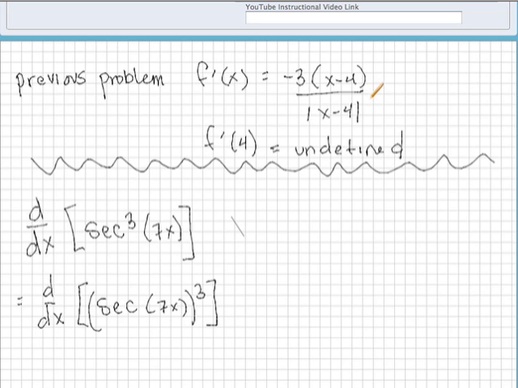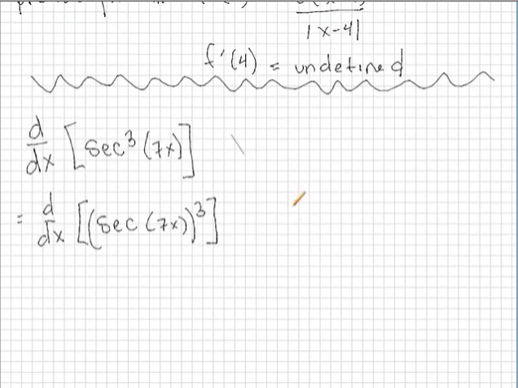Actually, if you look at the graph of this, it's going to look like a step function. There's going to be horizontal lines, and then you're going to have a big vertical line at x equals 4. So let's go ahead and move on to your next problem.